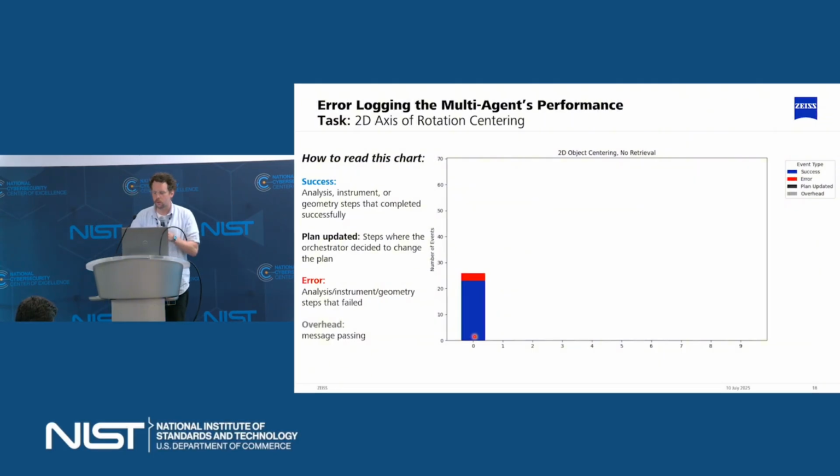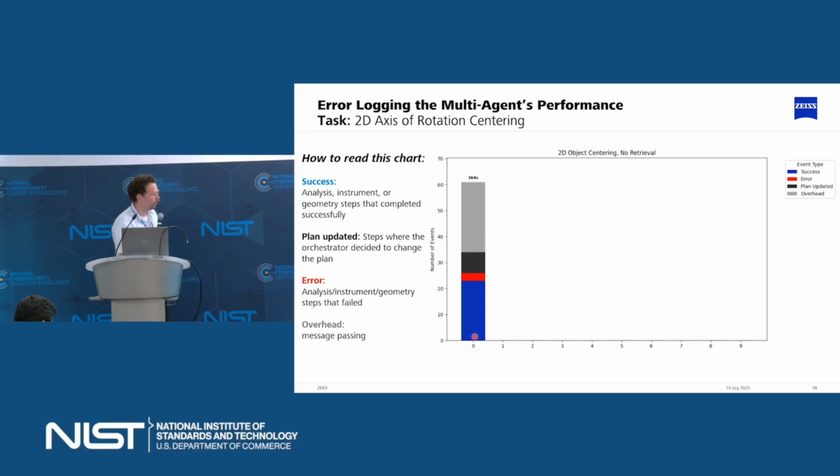Gray means that the orchestrator decided to update the workflow after it had already decided on an initial workflow, and then at some midpoint it said, hey, let's actually change and do something else. That's not a bad thing necessarily. Sometimes that's a good thing, but we don't want it to do too much changing of the workflow. And then there's a certain amount of overhead. So this is just basic message passing, which again isn't bad, but we don't want too much overhead.